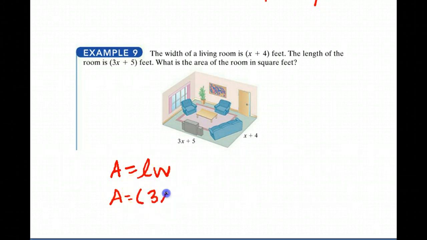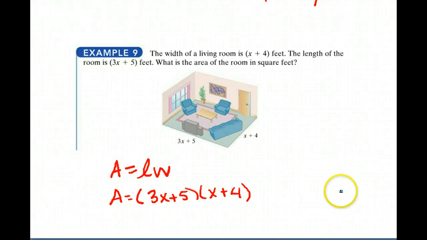The length is 3x plus 5. The width was x plus 4. We now have a binomial times a binomial. Please go ahead and solve this problem, and when you're ready, we'll check the answer together.